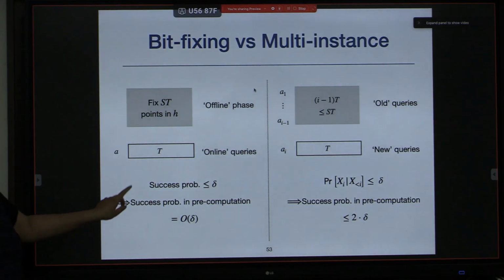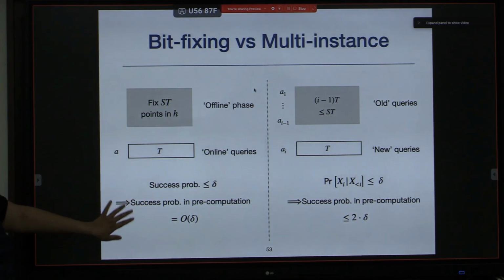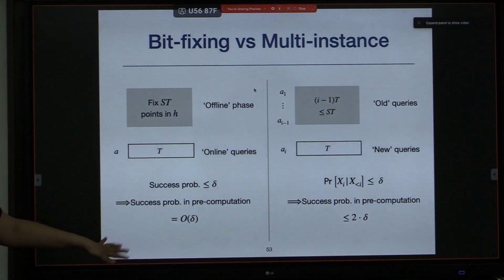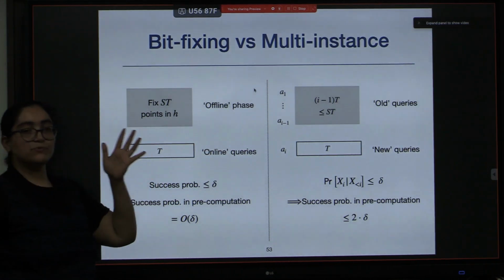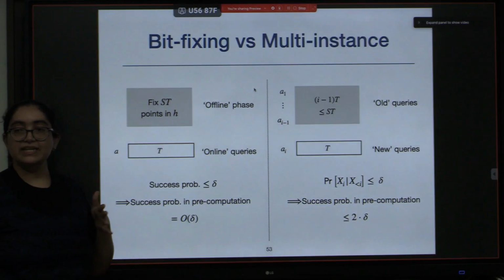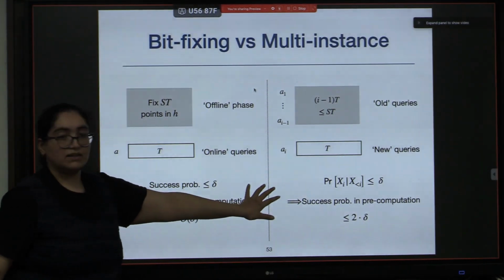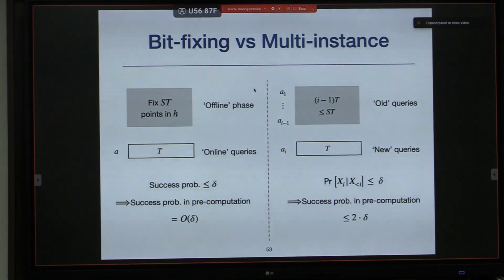And there Coretti et al. had shown that if the advantage in this is delta, then the pre-computation is order of delta. Now again we are saying at most ST queries are made, you get the challenge and you get to make T queries, and again you're trying to bound this to delta. So these are two very similar things. So why could we get better?